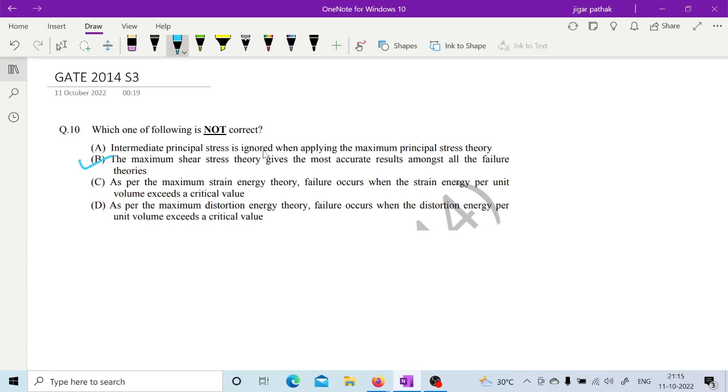Because intermediate principal stresses are ignored when using the maximum principal stress theory, right? Correct. Because we are only considering sigma 1, whatever is the maximum of these, we are only looking at sigma 1, which is maximum. We are not going for intermediate stresses. While the second is saying that the maximum shear stress theory gives the accurate result. It is not correct, right? Distortion energy theory gives the most accurate result, right?